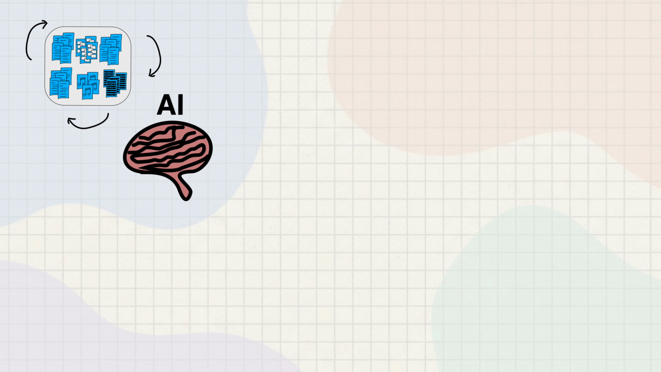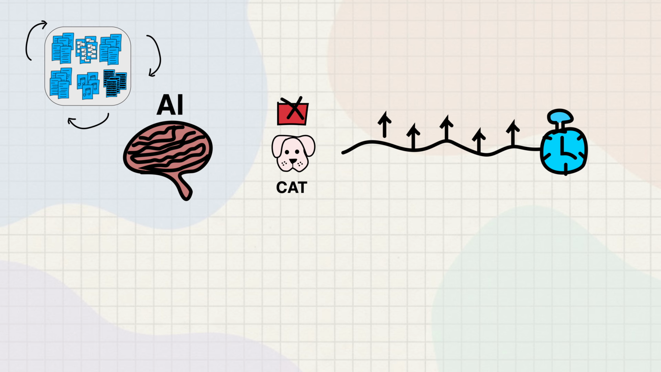So this is how AI learns from data. It collects examples, trains by learning from mistakes, and improves over time.